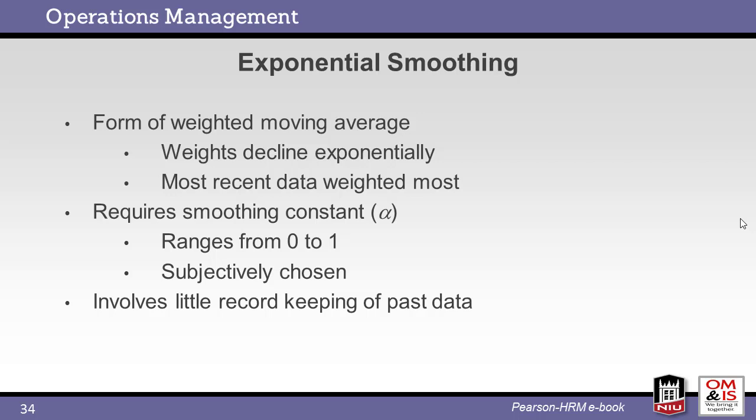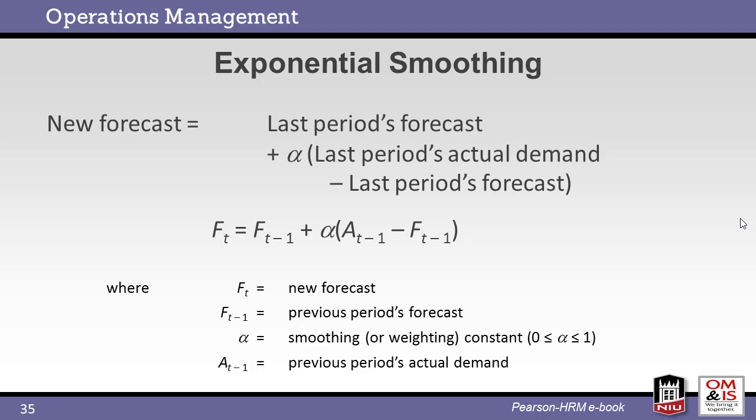Exponential smoothing is a weighted moving average, where most recent data has the most impact upon the forecast. We use a smoothing agent, alpha, which ranges from 0 to 1 and is subjective. To calculate a new forecast using exponential smoothing, we need the forecast and actual demand from the previous period, along with the smoothing constant alpha.